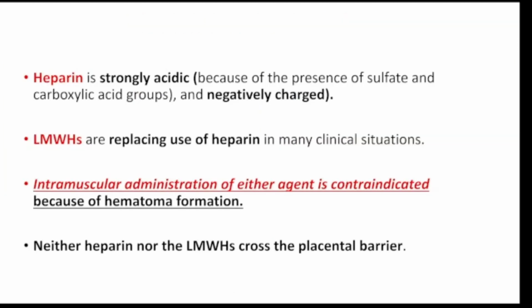Okay, so we start with the first group of medication here, the main group of medication, heparin. Heparin is considered strongly acidic because of the presence of sulfate and carboxylic acid groups, and it is negatively charged. So for this reason, heparin is strongly acidic and negatively charged. For this reason, we don't prescribe heparin orally. So we have two reasons: strongly acidic and negatively charged.